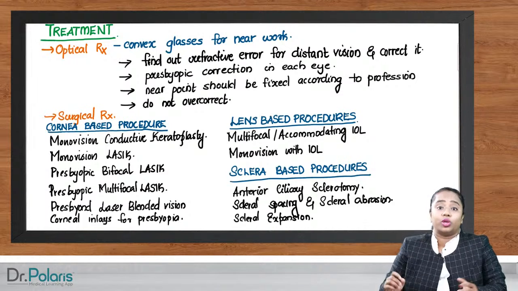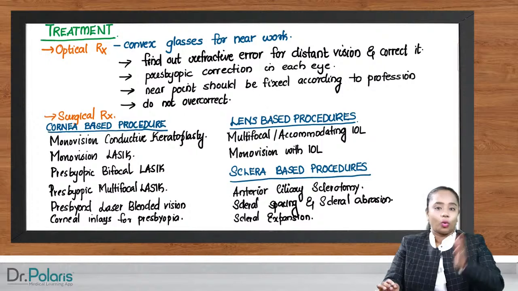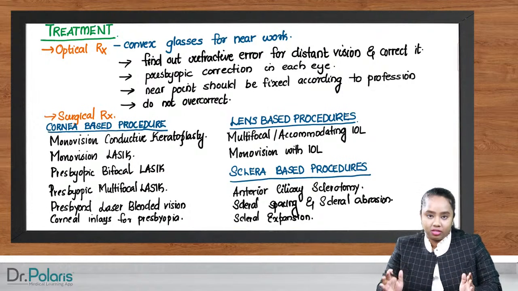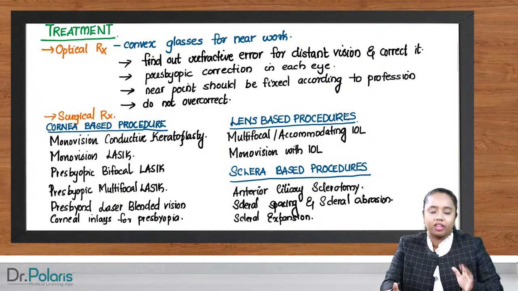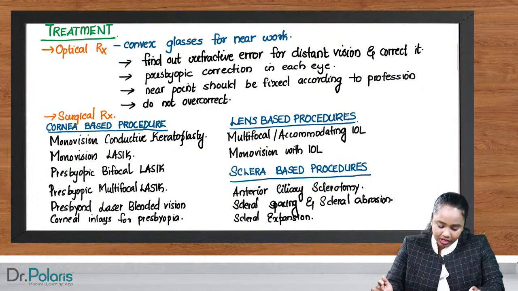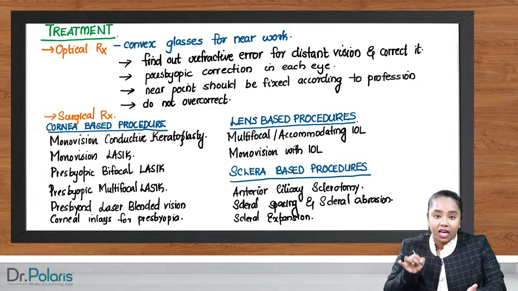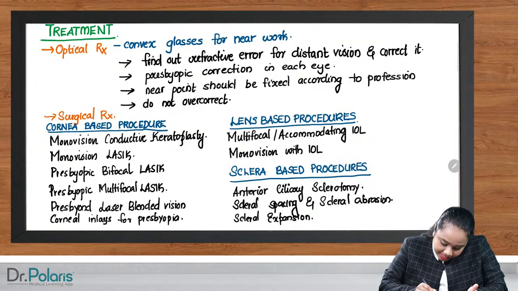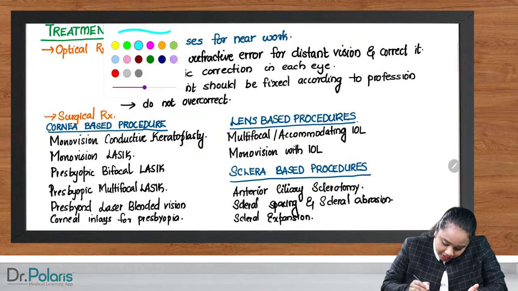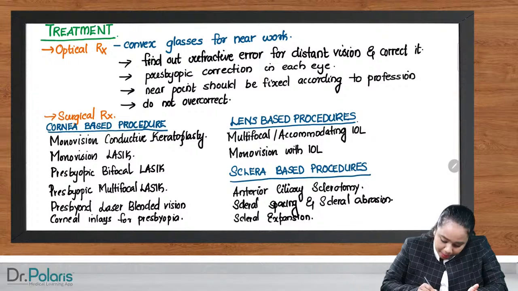Now, let us see how to approach a patient with presbyopia, the treatment part. So, in the treatment part, the first thing is always optical treatment, trying an optical treatment, otherwise you can go for surgical management. So, optical treatment here, convex glasses is what we prescribe. So, convex glasses for near work, that is the main thing that you have to give here for the patient.